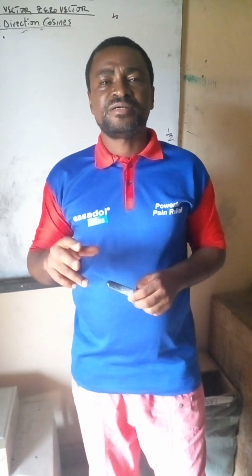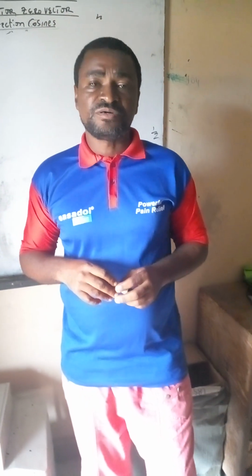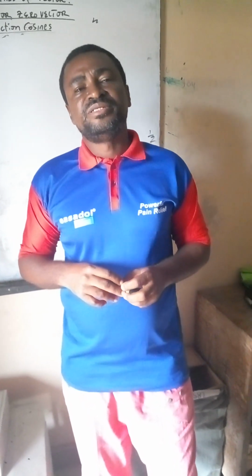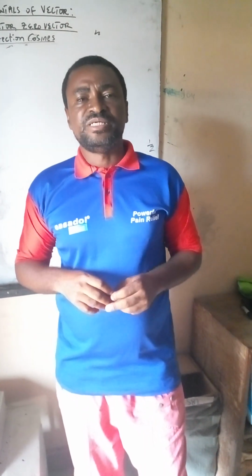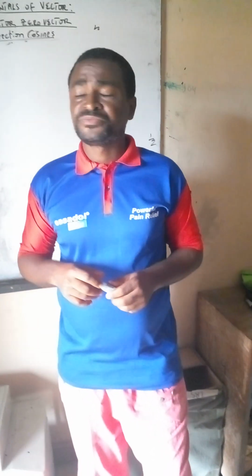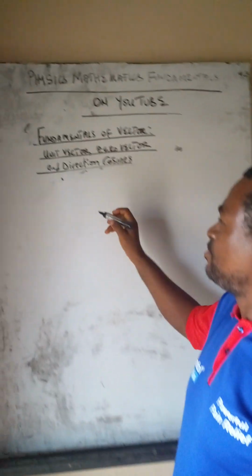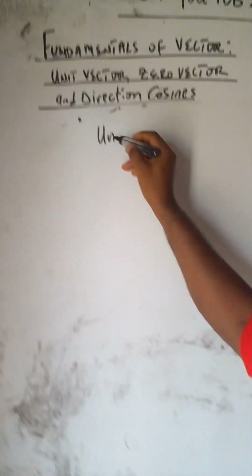In the fundamentals of vectors, I've explained the concept of the head of a vector, the tail of a vector, the magnitude of a vector, and the direction and the sense of a given vector. Now we are going to dwell on what we mean by the unit vector, the zero vector, and the direction cosine of a vector. So let's start with number one, unit vector.